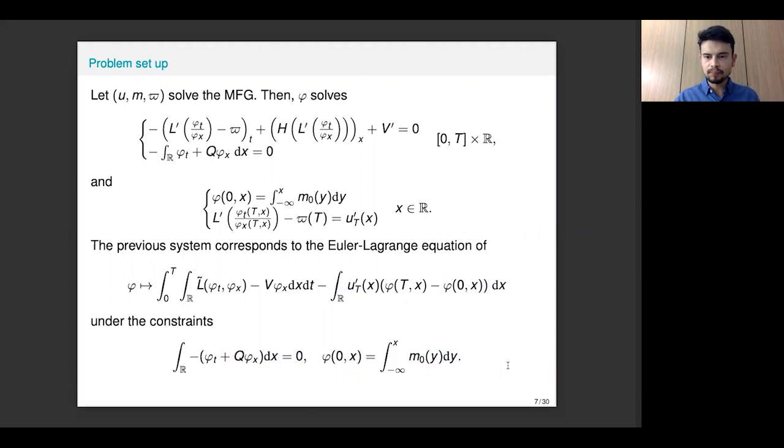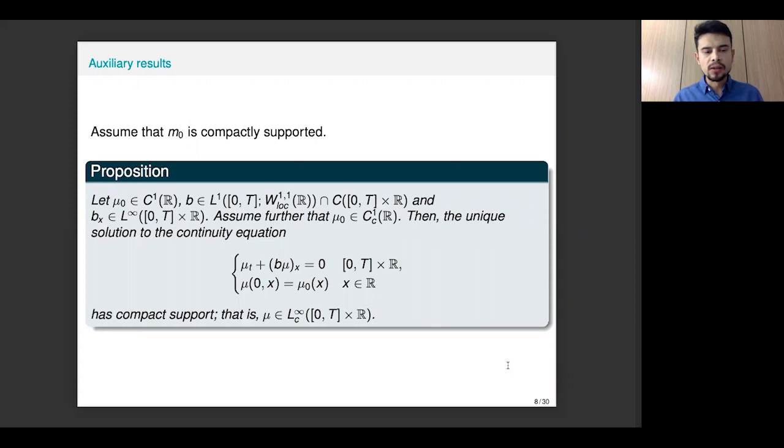To do that, we are going to take some preliminary results. From now on, we are going to assume that the initial condition for the measure is compactly supported. We do so because of this proposition, which says basically that whenever you take a transport equation whose vector field is reasonably well behaved, and you have an initial condition that is compactly supported, you have a solution that is compactly supported in your finite time horizon.